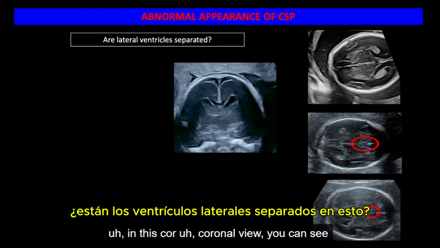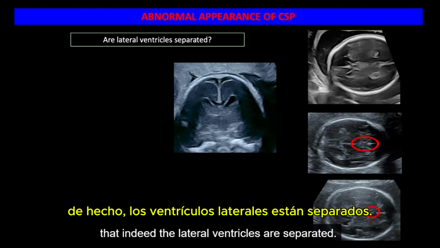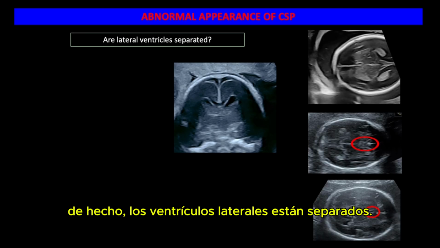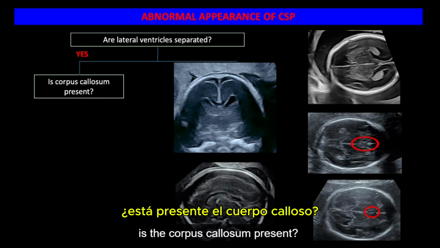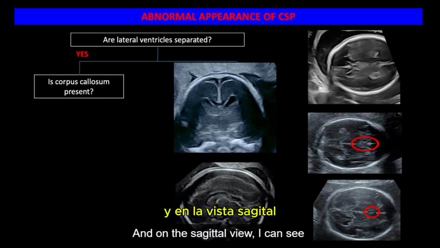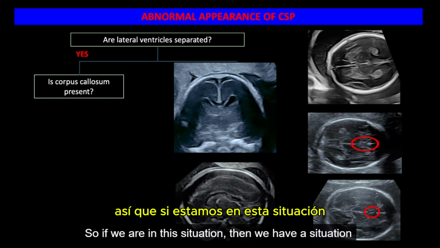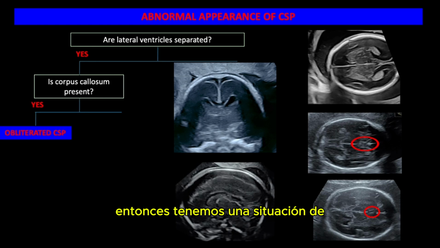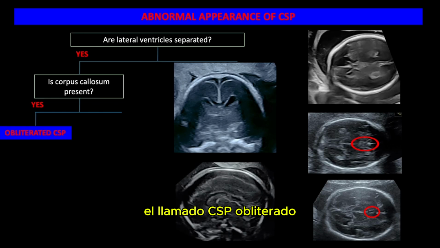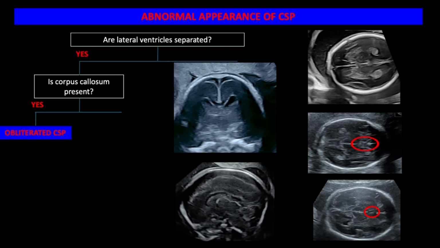And in this coronal view, you can see that indeed the lateral ventricles are separated. Then the next question we should ask ourselves is, is the corpus callosum present? And on the sagittal view, I can see that there is a corpus callosum. So if we are in this situation, then we have the so-called obliterated cavum septum pellucidum.